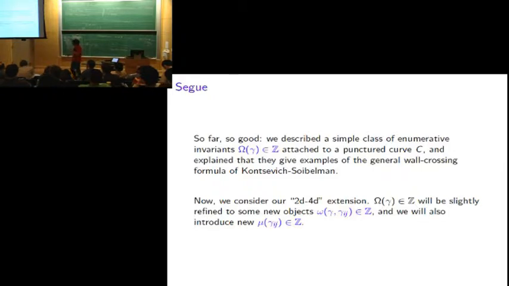So actually, even the omega of gamma will be slightly refined. So the original data of omega gamma will be slightly refined to some new objects, little omega of gamma, gamma ij. I didn't tell you what gamma ij is yet, but I will. And we'll also introduce some sort of fundamentally new objects, mu of gamma ij. These mu's are the same mu's that appeared in Davide's talk.